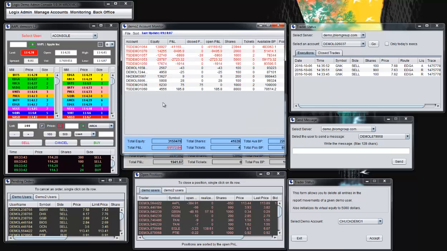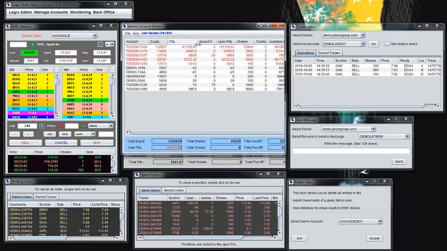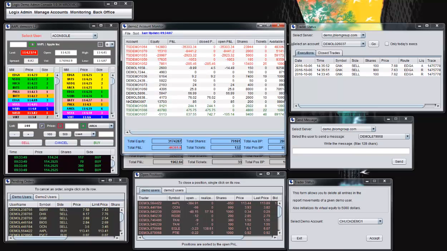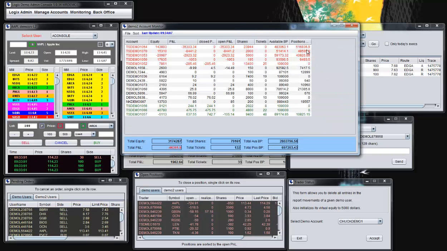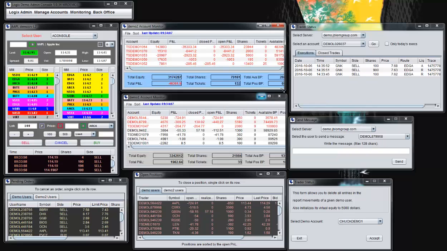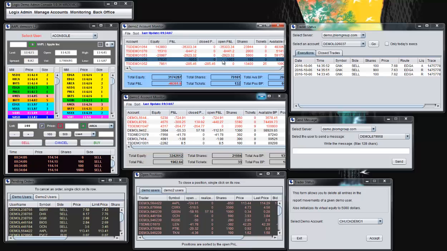You can basically look at everybody's total P&L, the shares, how many shares they've traded, the available BP they have, and the current open positions. It's helpful so that you can monitor your students in general. If somebody's losing a ton of money, like this guy, you probably want to say, hey, how come you allowed this position to go this negative? You should have had a stop loss, or you should have got out at certain levels.